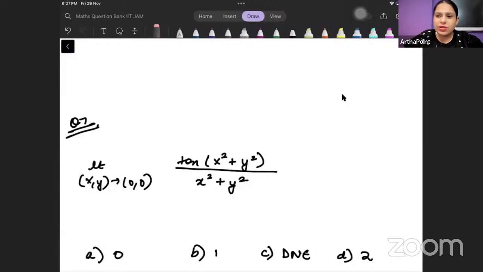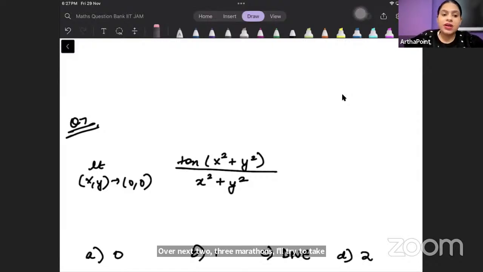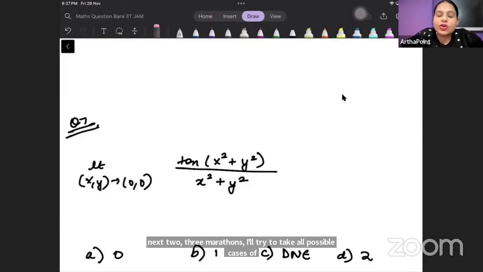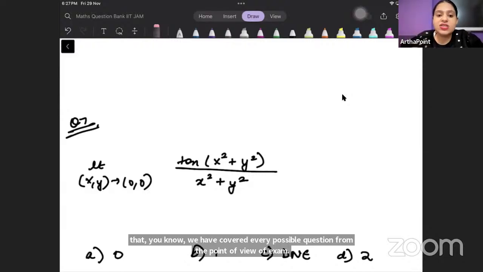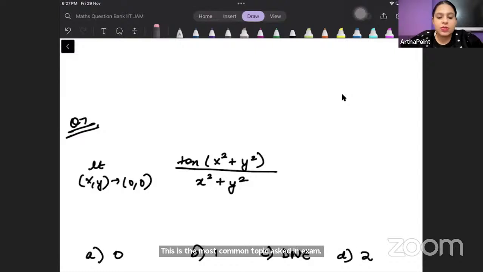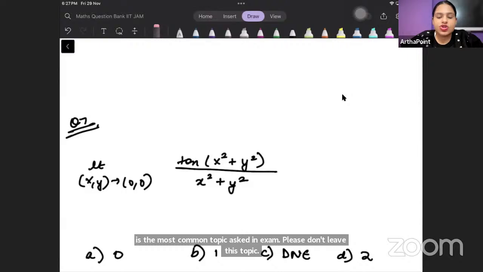Over the next 2-3 marathons, I'll try to take all possible cases of different two variable limits, so that we have covered every possible question from the point of view of exam. This is a most common topic asked in exam. Please don't leave this topic. Try this one.